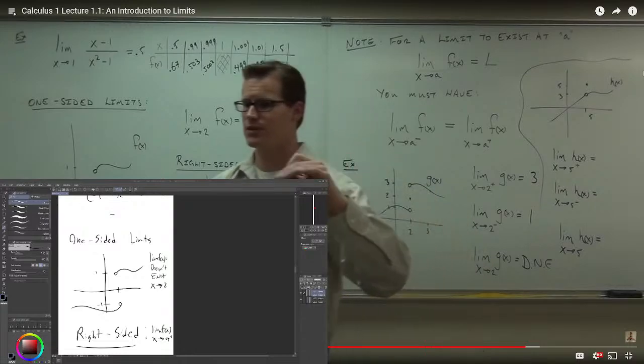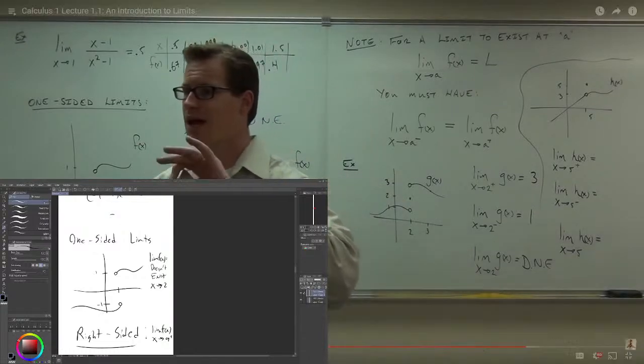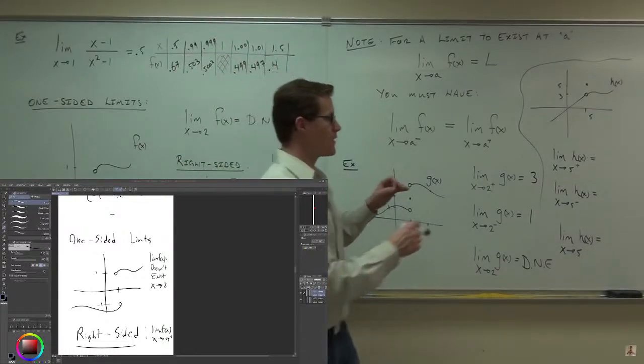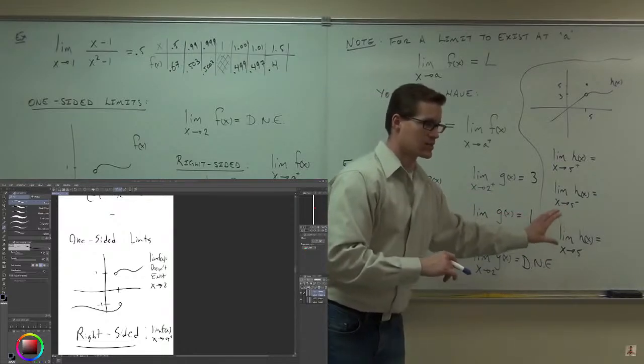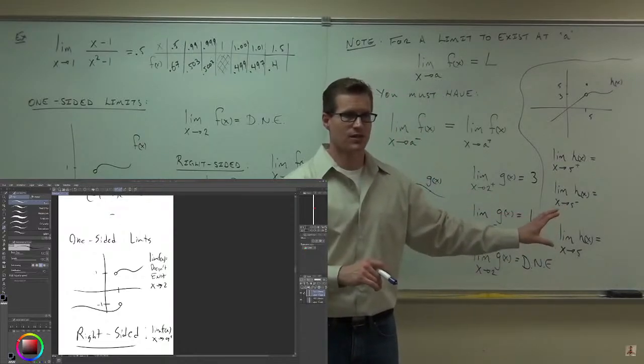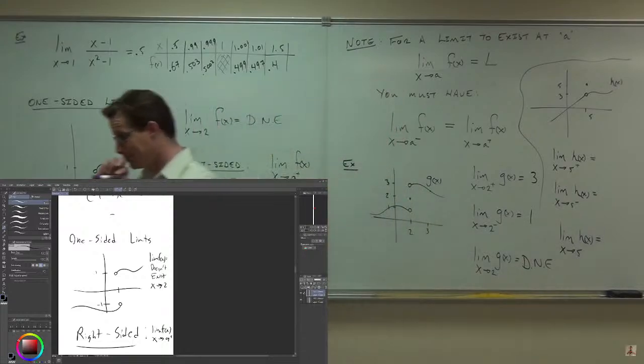Okay, I don't know. The limit of h of x as x approaches 5 from the left, and then I want you to determine whether or not that limit exists at x equals 5. Do you follow the questions? Go ahead and do that. See what you get.